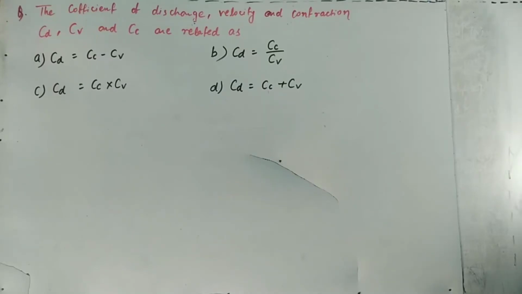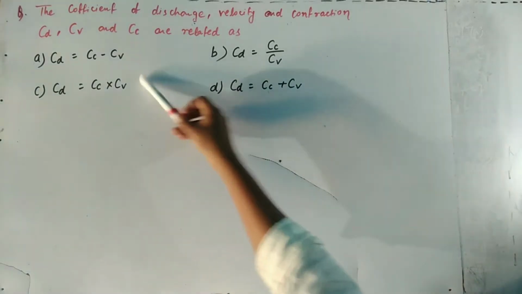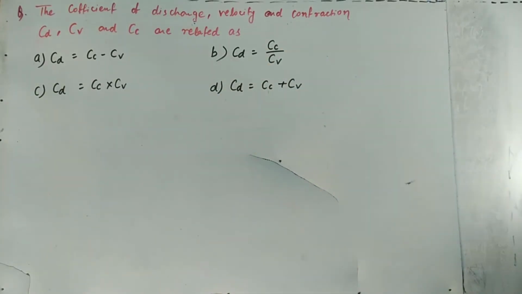Hello dear student, we are studying JEE MCQ and today's question is: the coefficient of discharge, velocity and contraction, that is CD, CV and CC, are related as? Option A, CD equals CC minus CV. Option B, CD equals CC by CV. Option C, CD equals CC into CV, and D, CD equals CC plus CV.